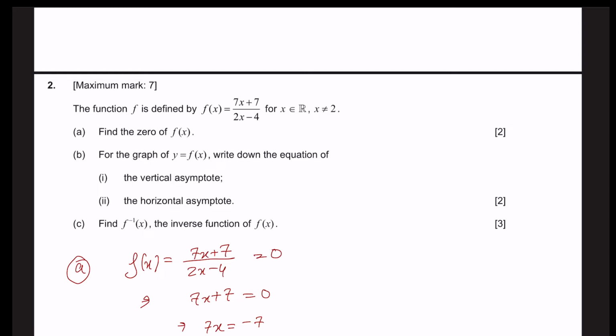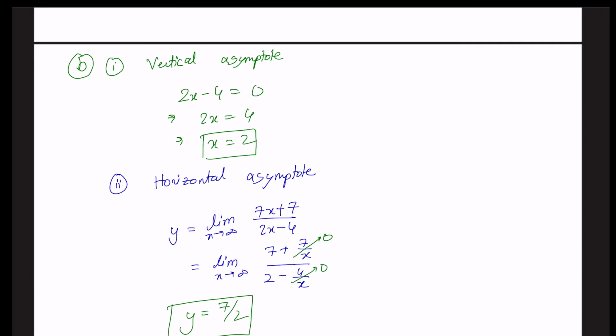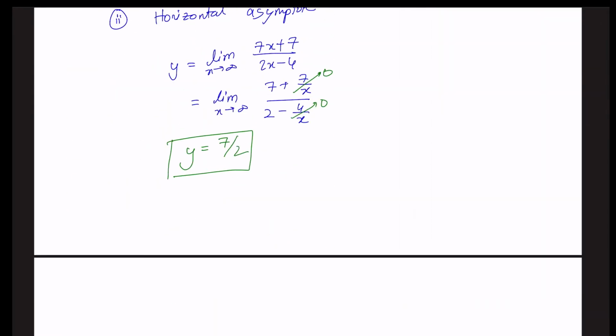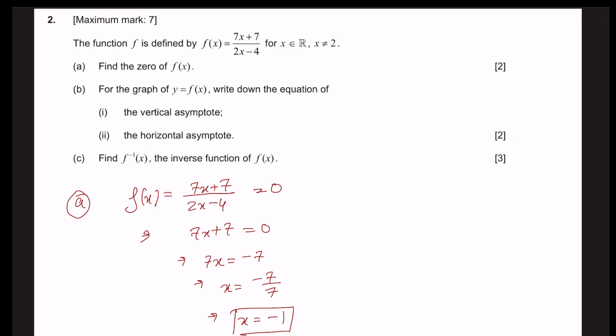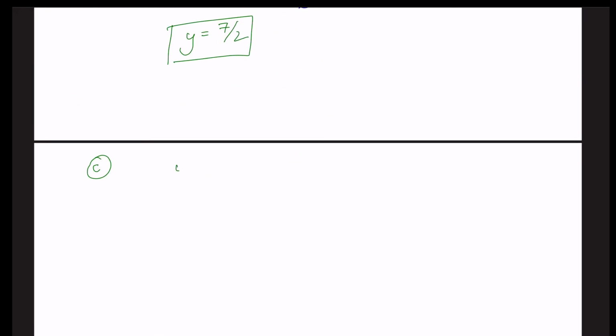For part C, we have to find the inverse function of f(x). To find the inverse, we have to swap x and y. So our equation is y equals f(x) equals 7x plus 7 divided by 2x minus 4. So this is our original equation. Right. So to find the inverse, we will swap the x and y.